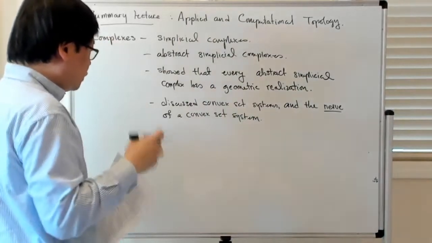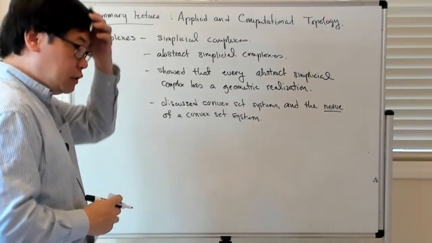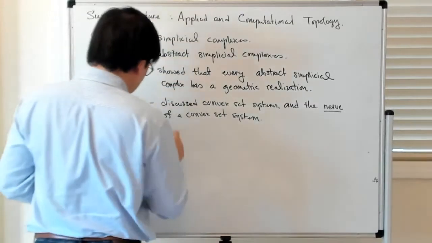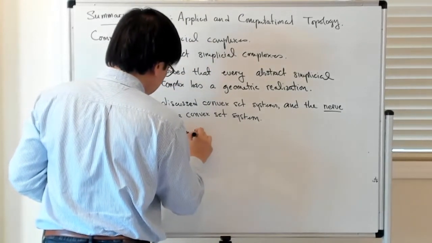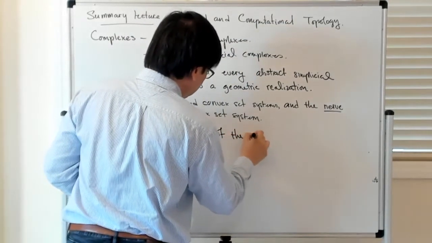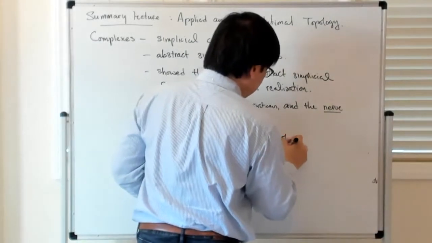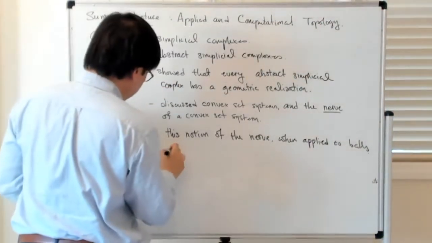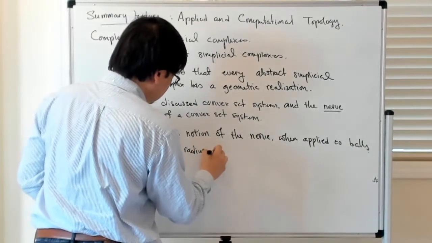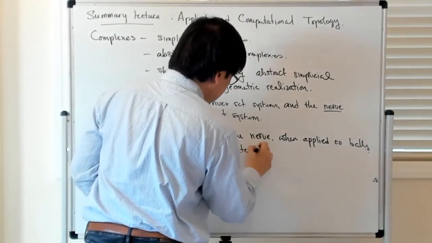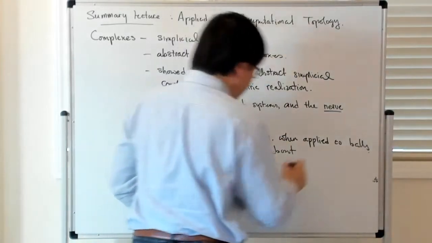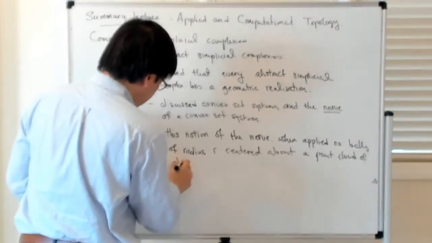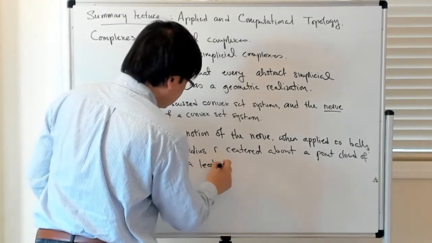This notion of a nerve then leads to one of the important examples of simplicial complexes which people study, which is the idea of the Čech complex. So this notion of the nerve, when applied to balls of radius r centered about a point cloud of data, leads to the Čech complex.